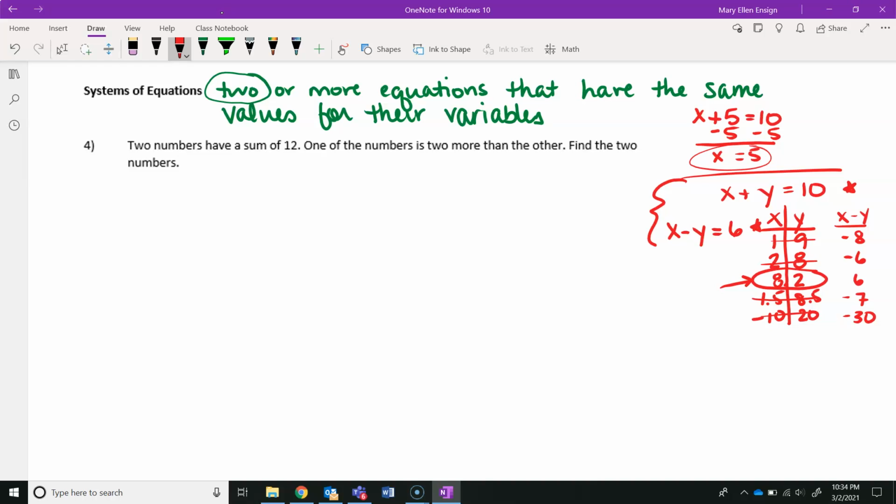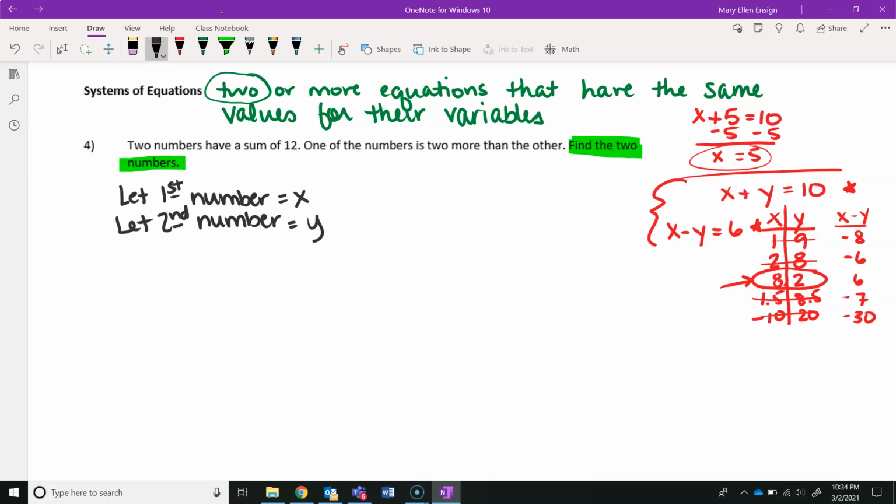So let's take a look here at this question. 2 numbers have a sum of 12. One of the numbers is 2 more than the other. Find the 2 numbers. Okay, so the first thing we always have to do, the most important thing, is to know what we're being asked to find. So we are being asked here to find the 2 numbers. So if I want to write out my let statements, I know that I'm going to need to find one number, so I'm going to just say let the first number equal, I'm just going to use x and y. Let the second number equal y.